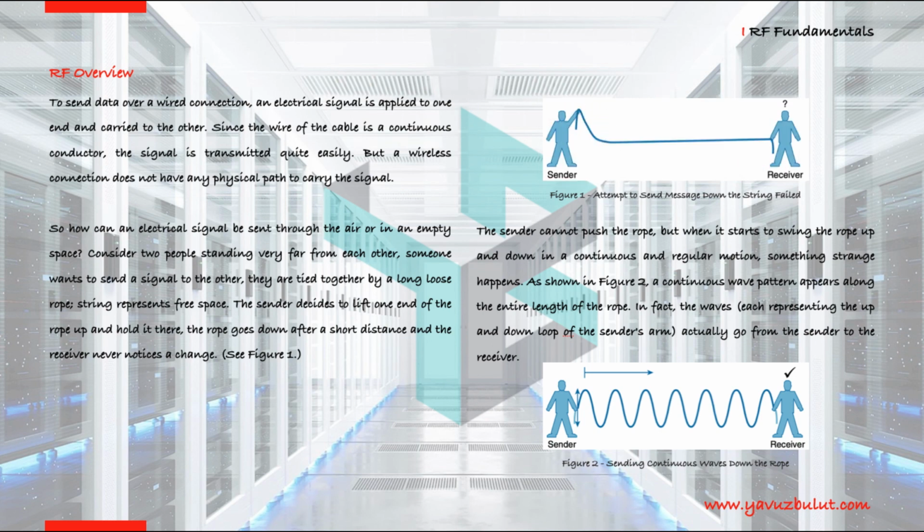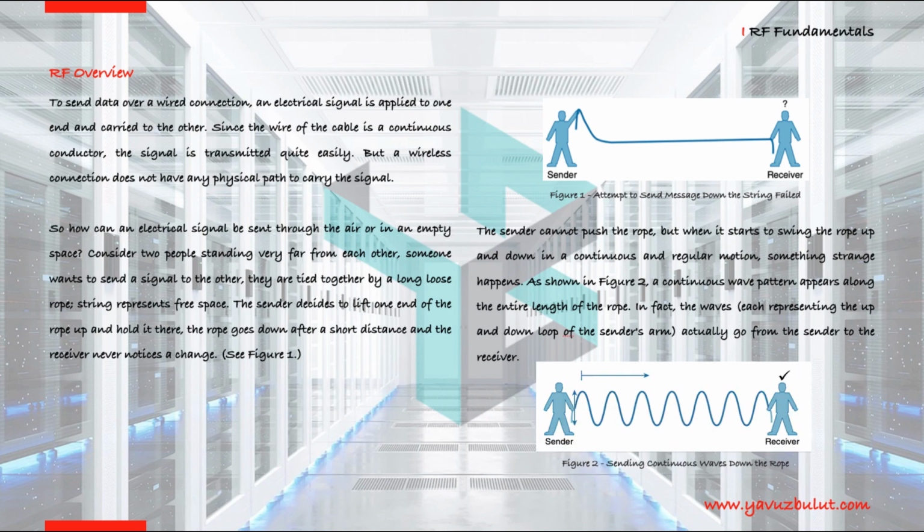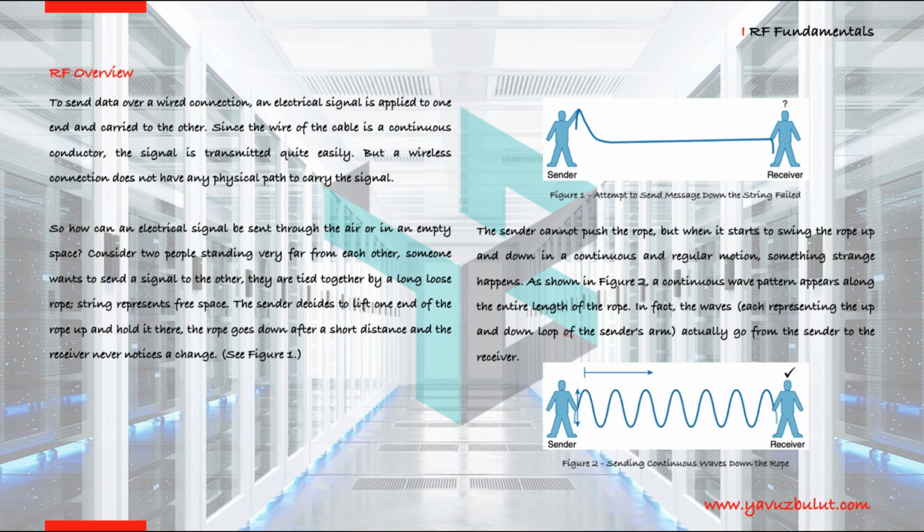The sender cannot push the rope, but when he starts to shake the rope up and down with a continuous and regular movement, a continuous wave pattern appears along the entire length of the rope, as shown in Figure 2. In fact, these waves go from the sender to the receiver. Figure 2 shows an example of this, where when the sender starts to shake the rope up and down, the waves reach the receiver in this way, and a similar process occurs in empty space, that is, in the air.